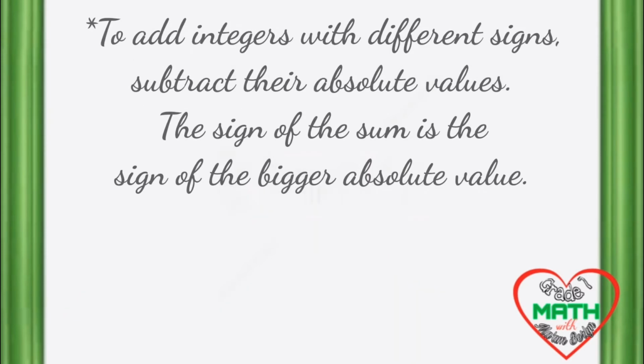Now how can we add integers with different signs? To add integers with different signs, subtract their absolute values. The sign of the sum is the sign of the bigger absolute value.